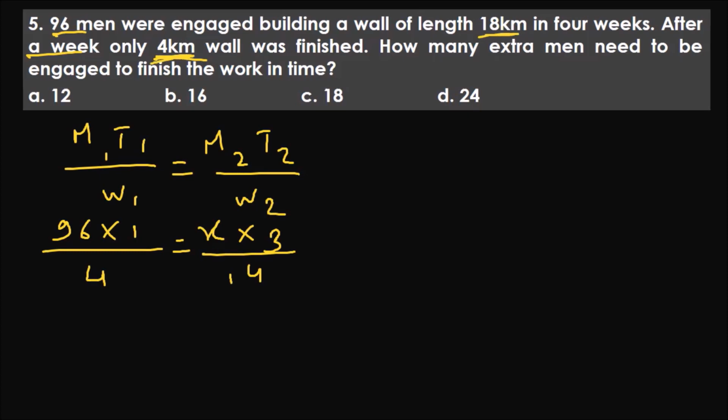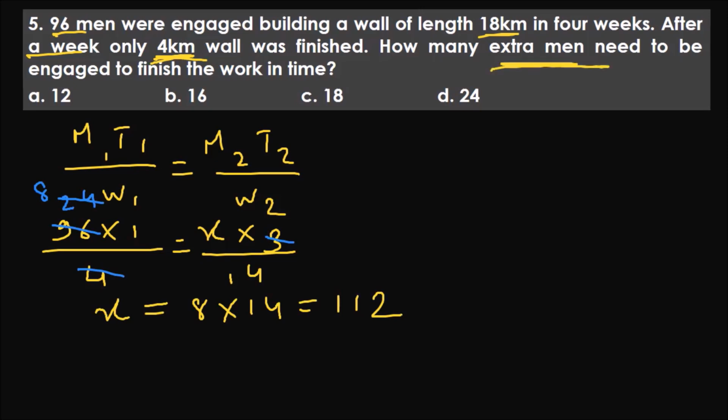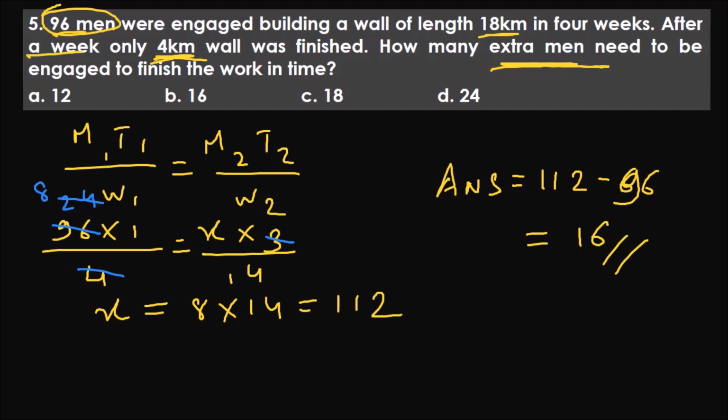Now when you solve this for X, let's first cancel it out. We have 4 into 24 over here and then 3 8s are 24. So obviously X is equal to 8 into 14, that is equal to 112. Now is this the final answer? Obviously not. They have asked how many extra men are needed. How many men do we already have? We already have 96 men. How many extra needed? Answer is nothing but 112 minus 96, that is equal to 16. That is the answer. Let's move on.